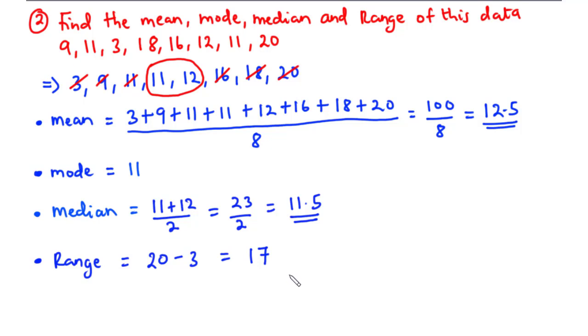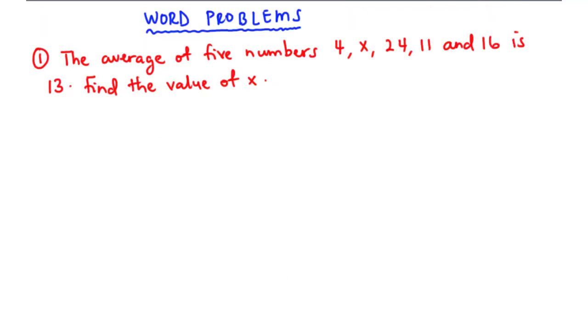Now let's solve some questions regarding word problems. We have our first question here. It reads that the average of 5 numbers 4, x, 24, 11 and 16 is 13. Now we are asked to find the value of x. So the average of 5 numbers is 13, and then we have to find the value of x.